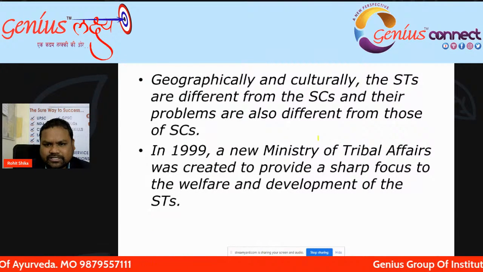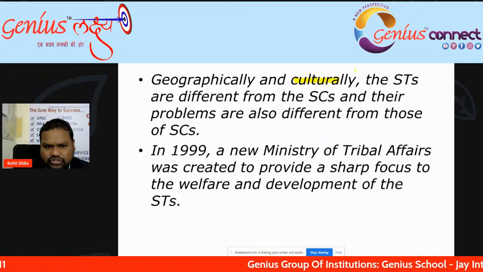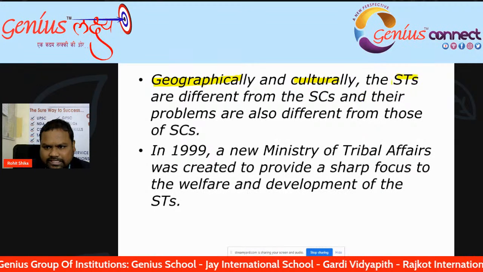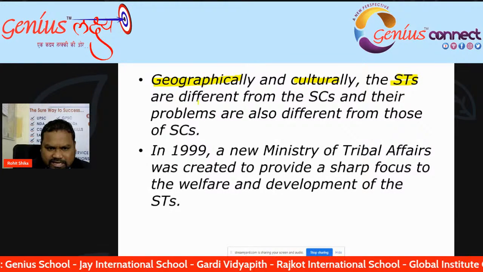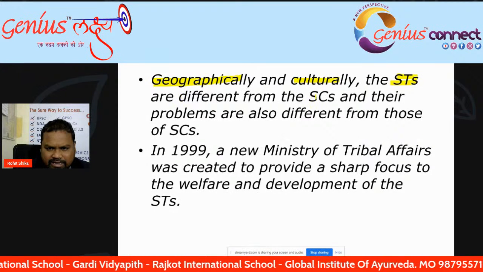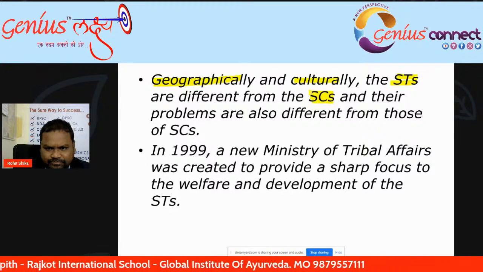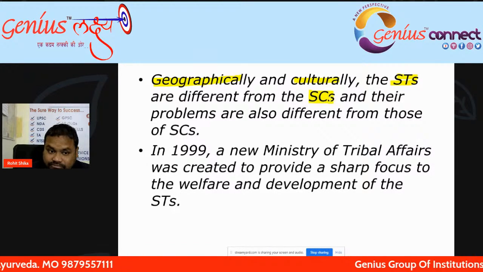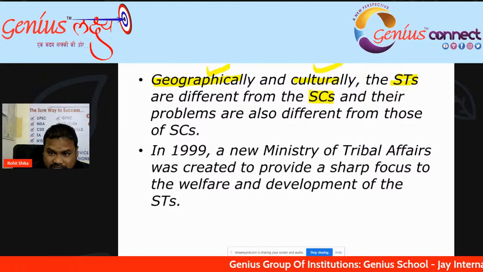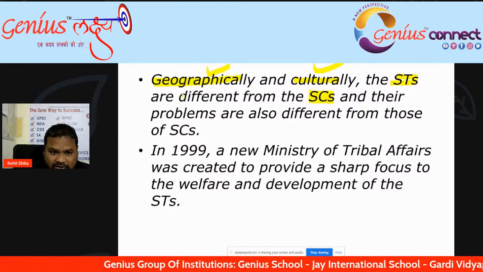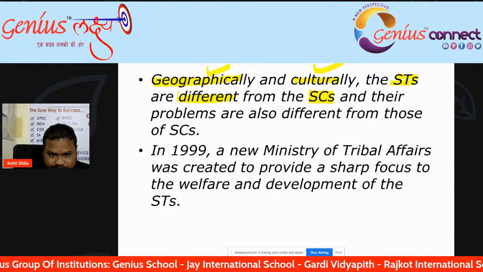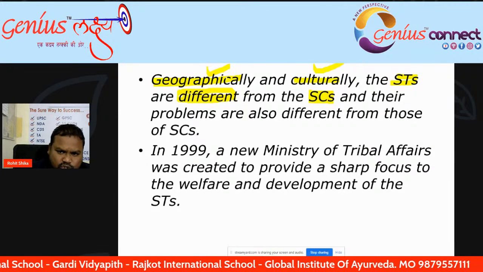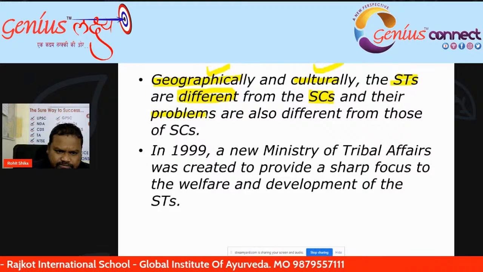Generally, it is felt that culturally and geographically, the STs and SCs are the same. But this is not right. Geographically and culturally, both are different. As such, they are different. So their problems are also different.